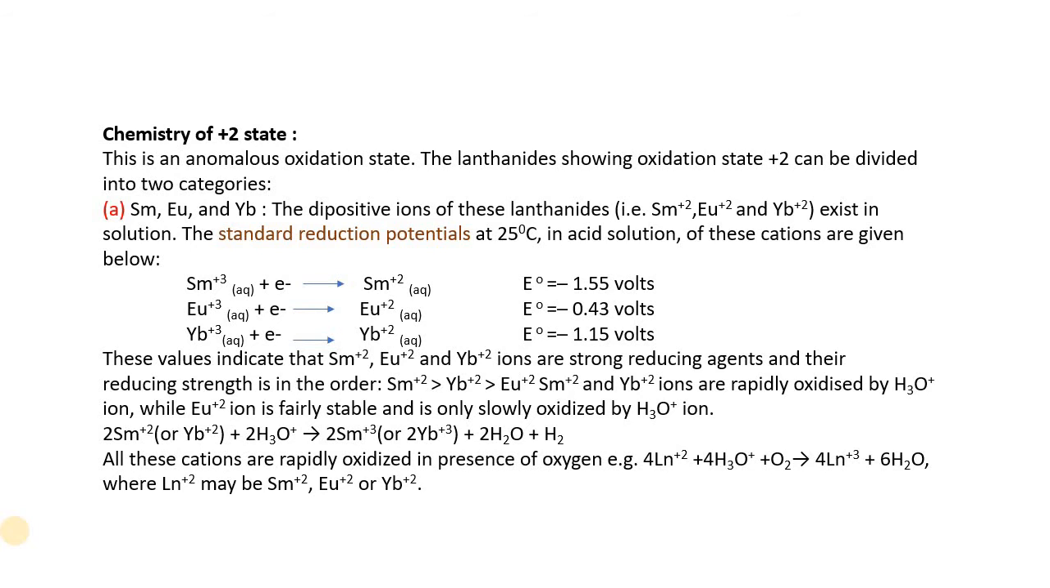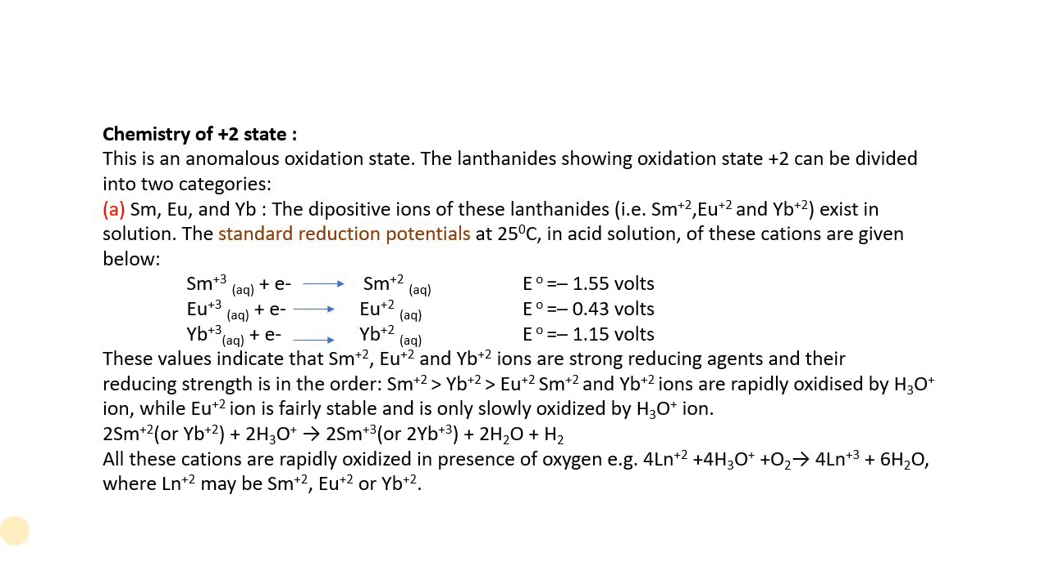Scientists have divided the lanthanides which have shown the +2 oxidation state in their compounds or in solution form into two categories. The first category contains these three elements: samarium, europium, terbium. The divalent ions of these lanthanides exist in solution.